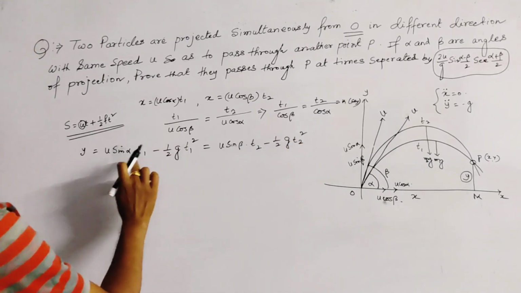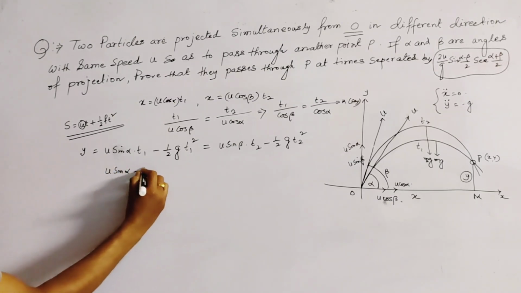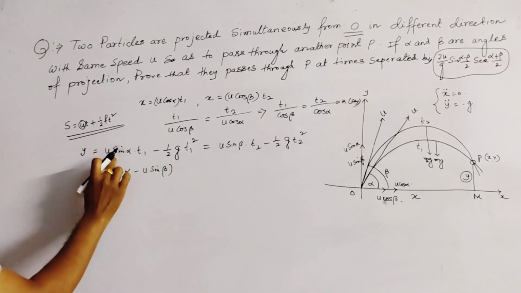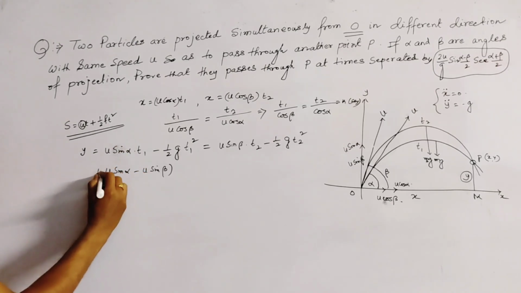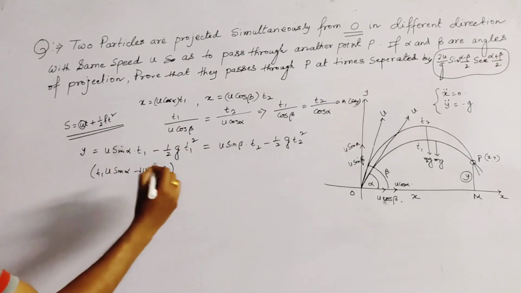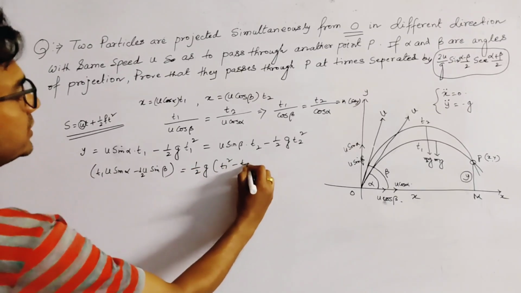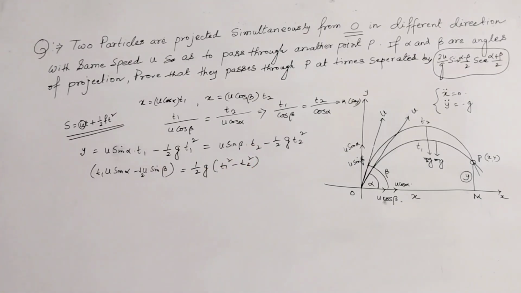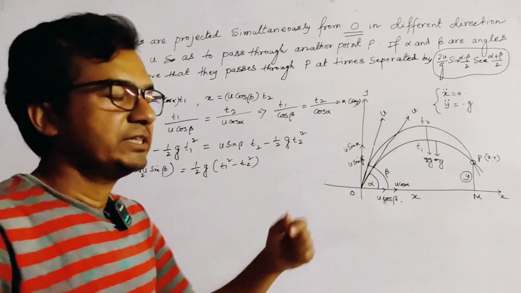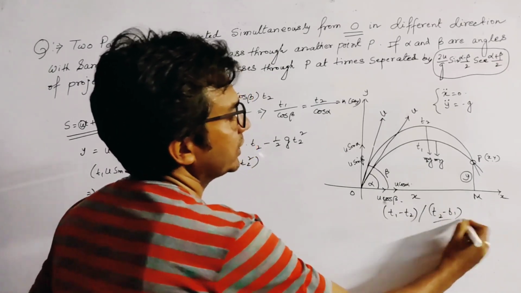Now equating these two relations we get a result: u sin alpha into T1 minus u sin beta into T2 is given by half g into T1 squared minus T2 squared, right? Now we have to find the difference of the two times, that is either T1 minus T2 or T2 minus T1, whichever is positive.